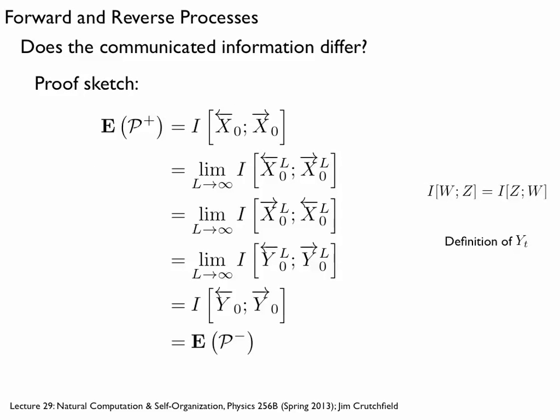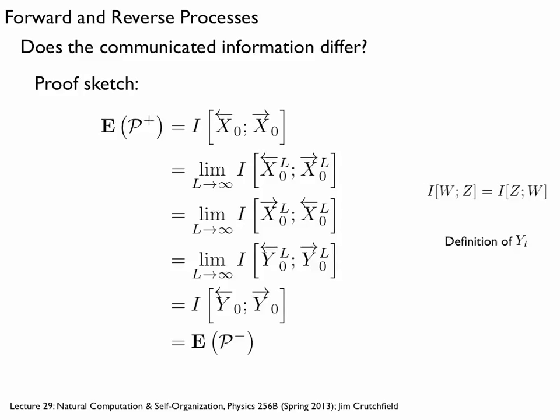So here's sort of going through that observation a little more pedantically. The excess entropy of the forward process is the mutual information between the past and the future. Okay, let me be careful. I'm going to go into the past, into the future, length L, and pull the limit out here. So this is actually a well-defined thing.